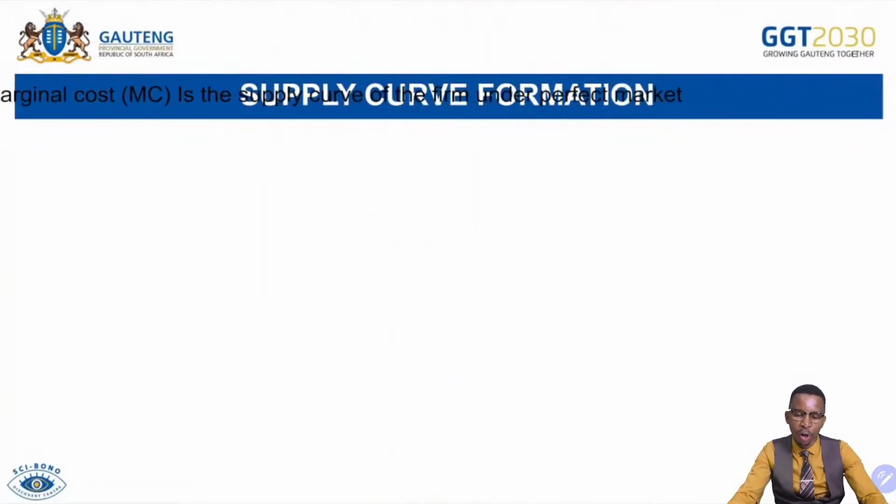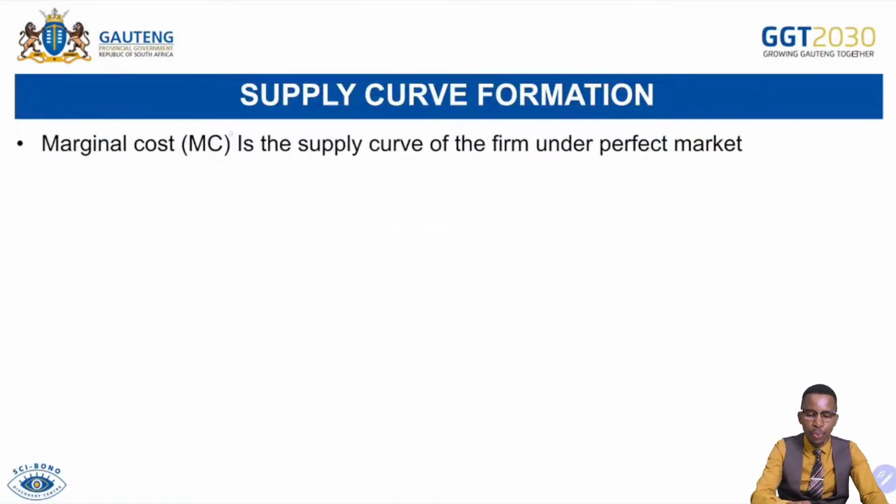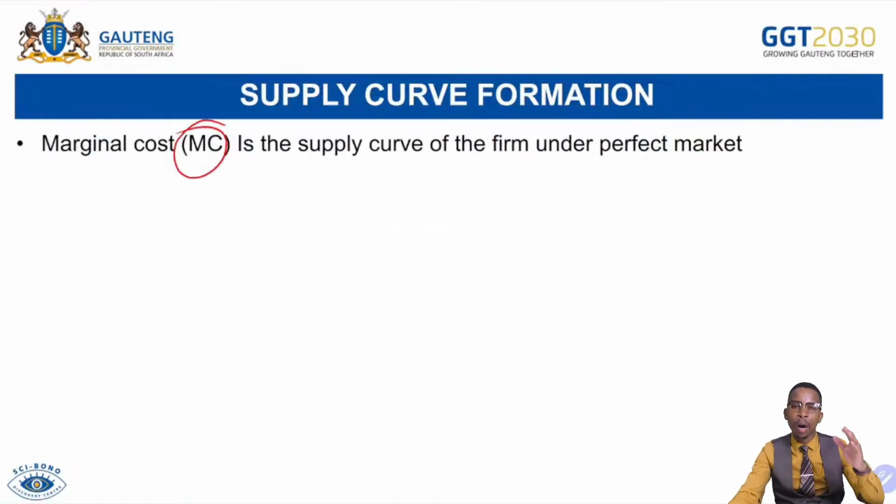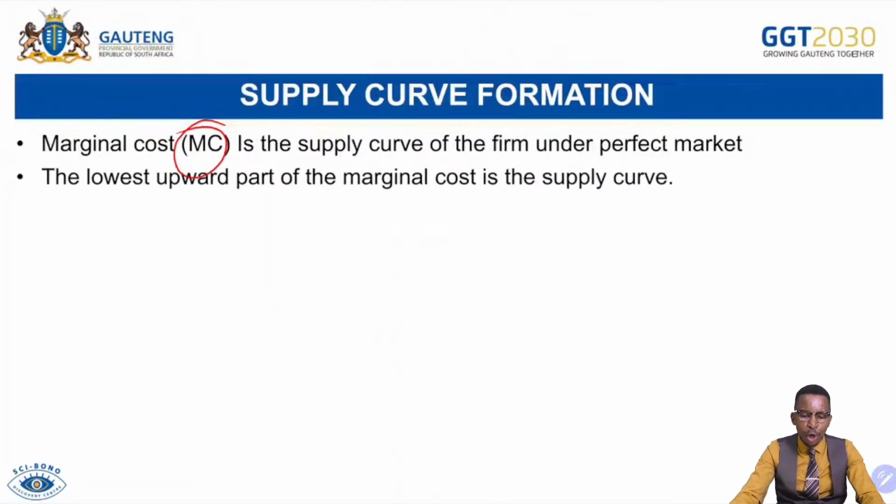Then the formation of the supply curve. The marginal cost, which is MC, is the supply curve of the firm under perfect market. Be aware of that. If they ask you in the exam which curve is regarded as the supply curve for the firm under perfect market, that is our MC as marginal cost. Remember, our MC is what we call a J or neck shape. But then there's a part which is regarded. I will show you when I draw the graph. The lowest upward sloping part of marginal cost is regarded as a supply curve.